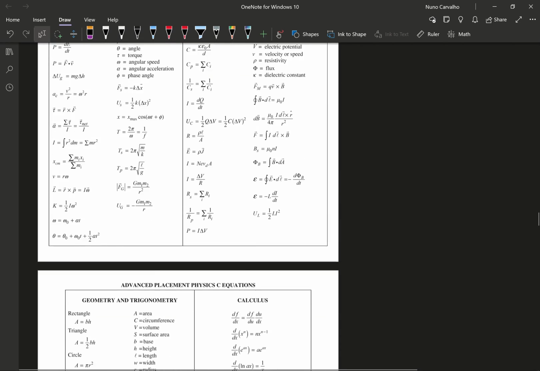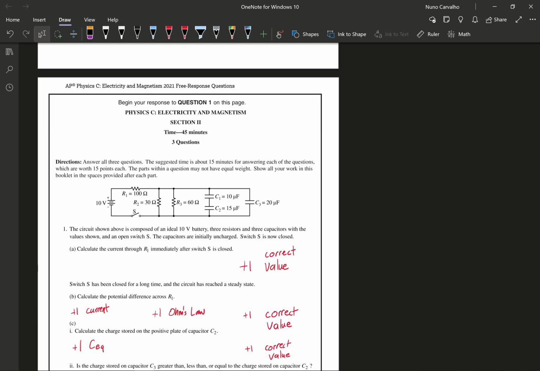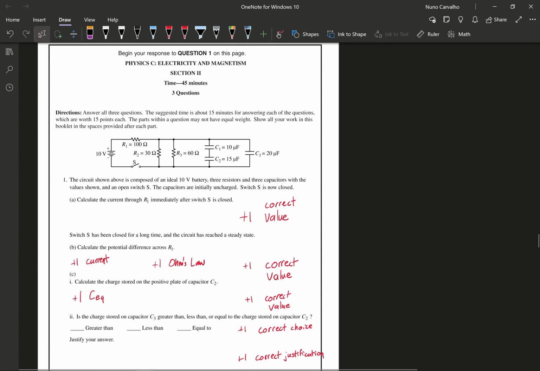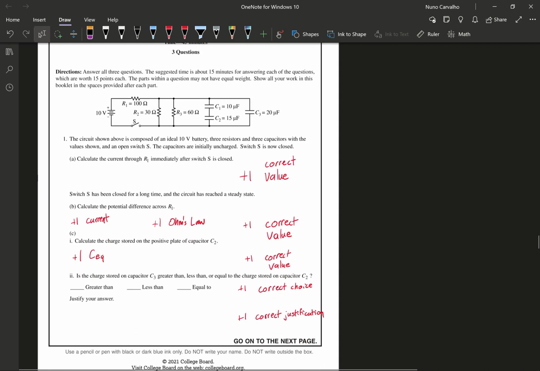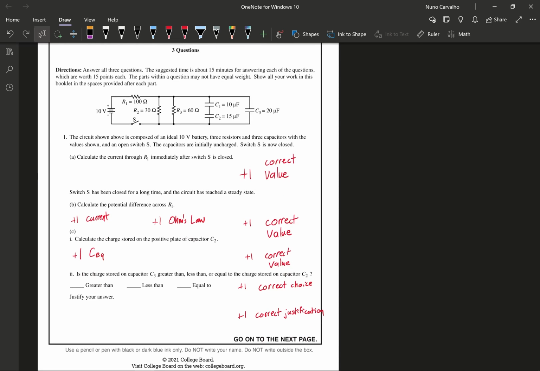Okay, so we'll start here with FRQ number one. Each FRQ is always going to be worth 15 points, and something that I felt was a little bit unusual about this year's FRQs is that there was a lot of questions. So each question alone was not worth that many points, I feel, compared to previous years, and I think my point distribution here will show that.